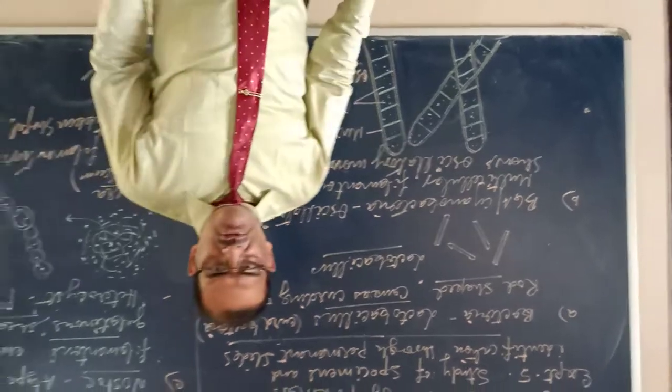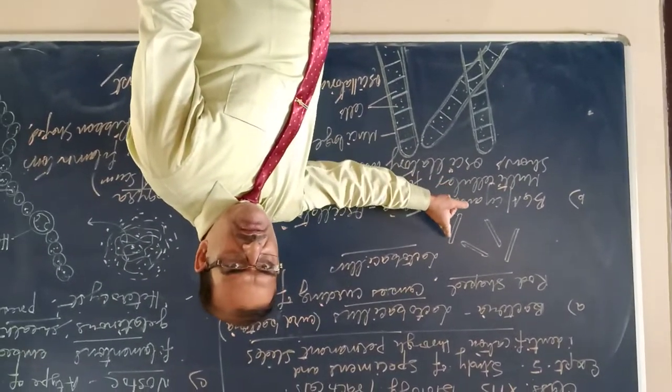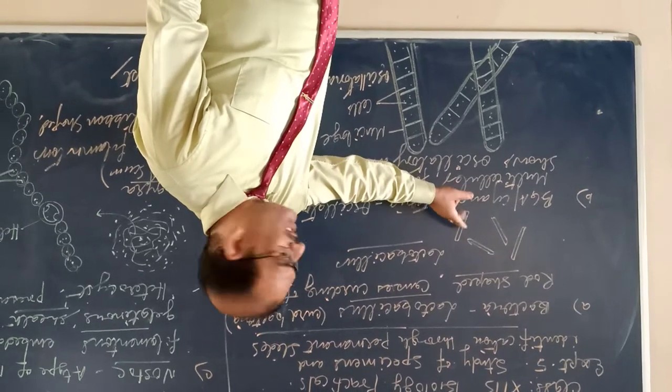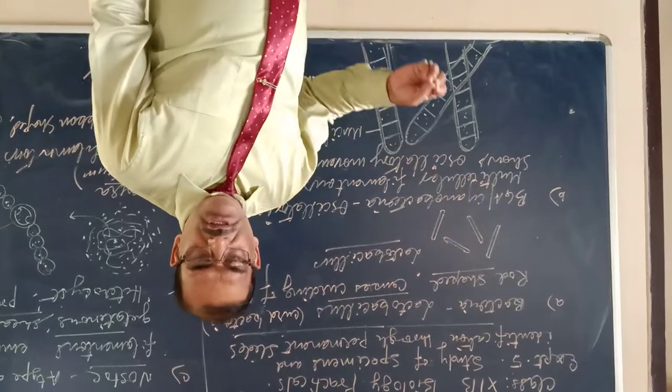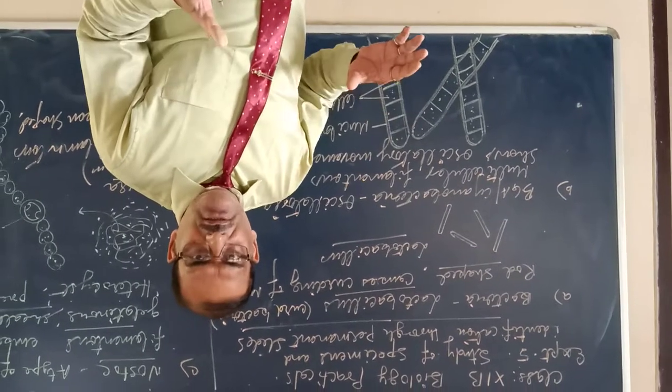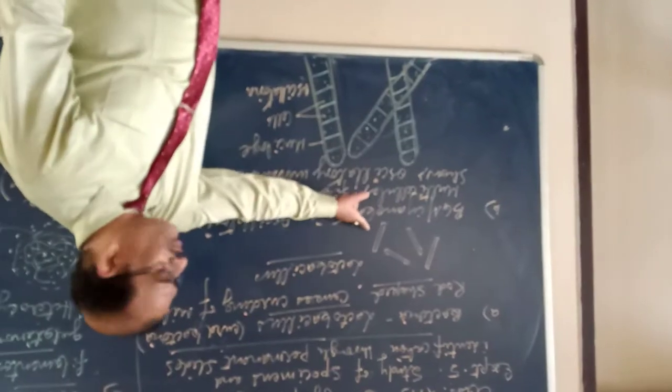When you focus the slide, you will find many very fine rod-like structures present on it. Many, not 2, 3, 4. There are many fine rod-like structures like this. So these are the lactobacillus.